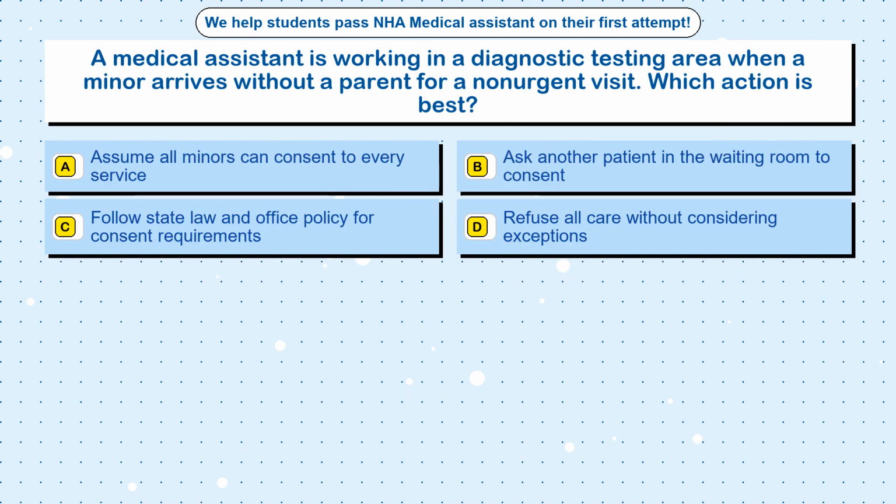Question 53. A medical assistant is working in a diagnostic testing area when a minor arrives without a parent for a non-urgent visit. Which action is best? Option A, assume all minors can consent to every service. Option B, ask another patient in the waiting room to consent. Option C, follow state law and office policy for consent requirements. Option D, refuse all care without considering exceptions.